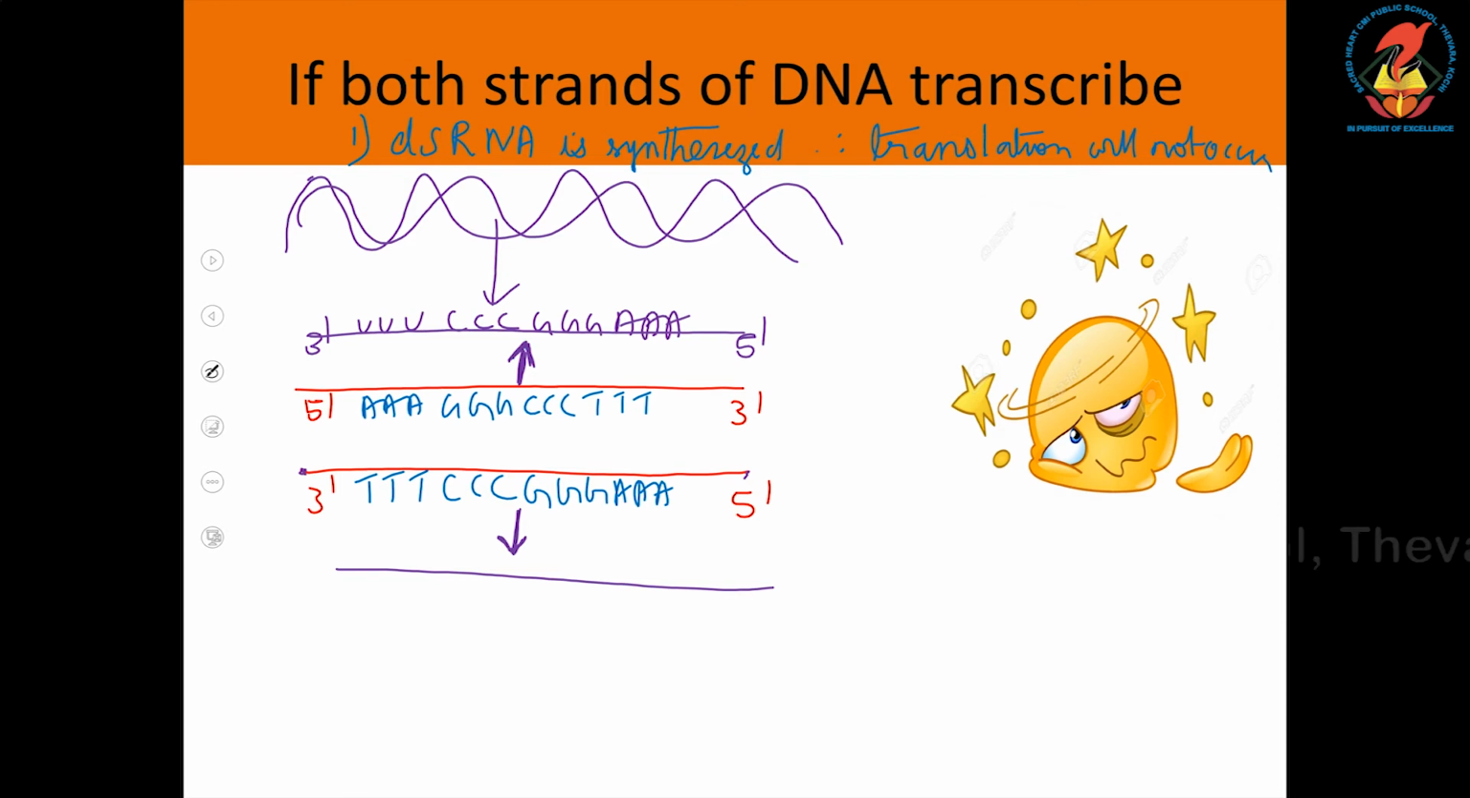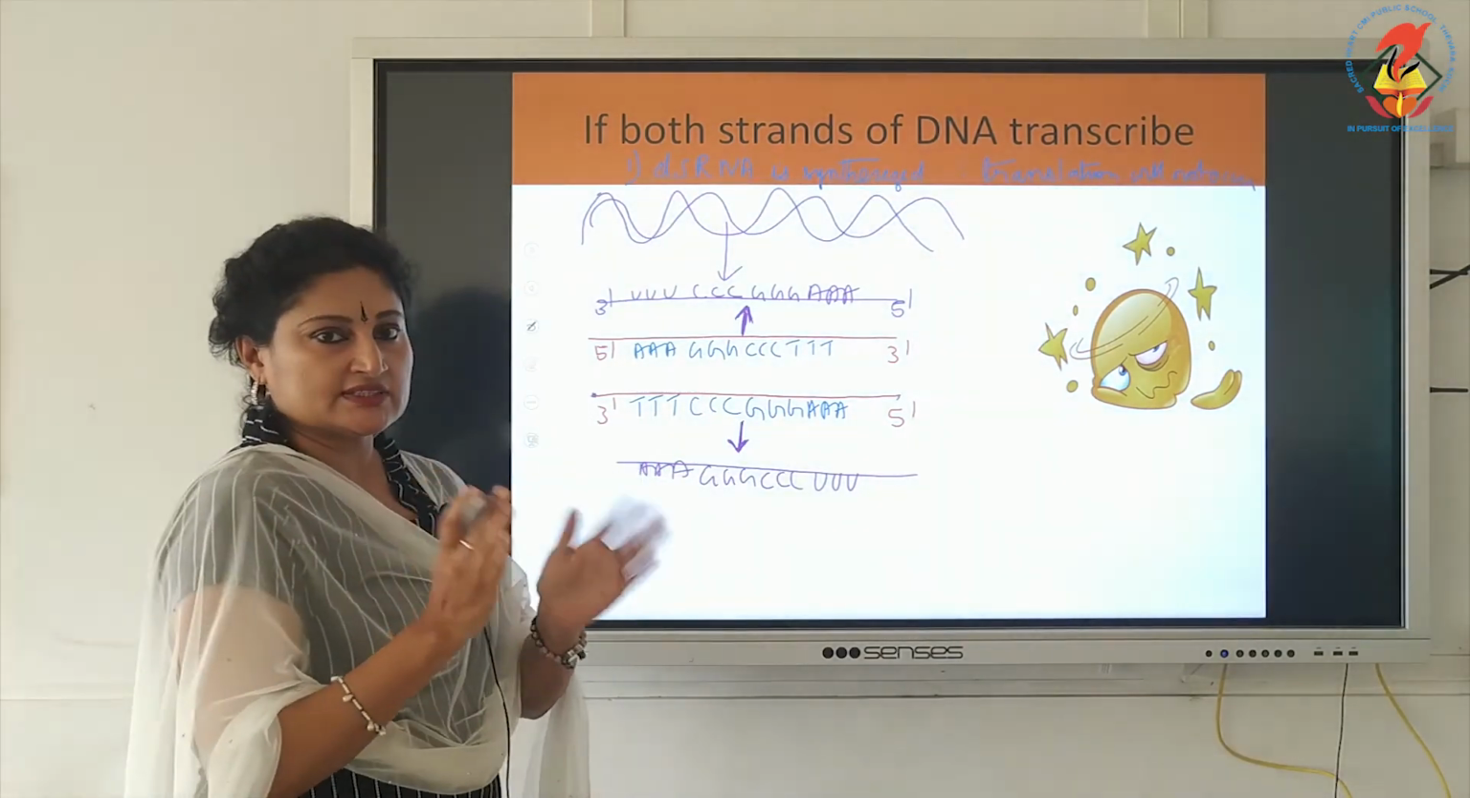The bases that are going to be formed here in this mRNA, which is complementary to this, will be AAA for the first, GGG for CCC, CCC for GG, and UUU for AA. Now, next step, they are not going to form dsRNA, we block that.